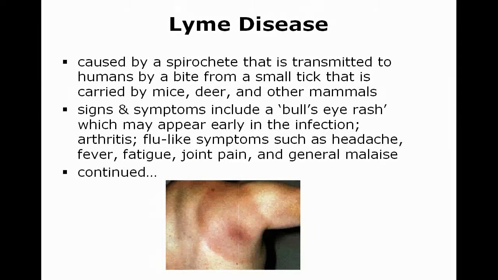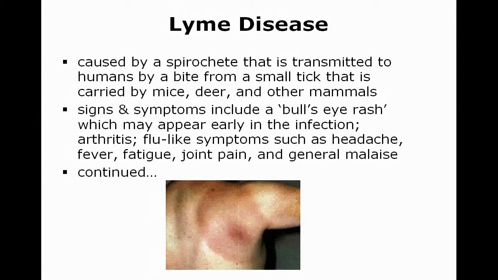Caused by a spirochete, that's a type of bacteria transmitted to humans by a bite from a small tick. Signs and symptoms include a bullseye rash. This is a very distinctive rash where it's very red in the middle, and it gets lighter and pinker as it goes outward, and as the redness spreads outwards, it just becomes more and more pale.